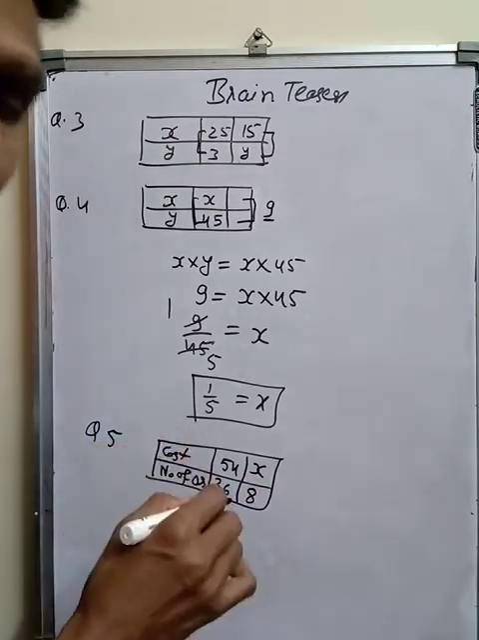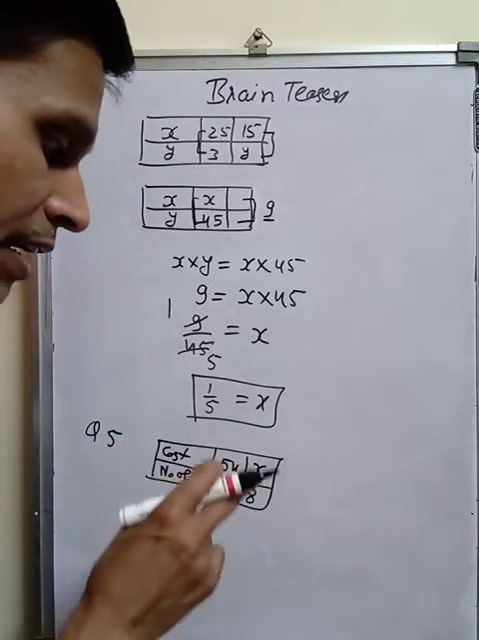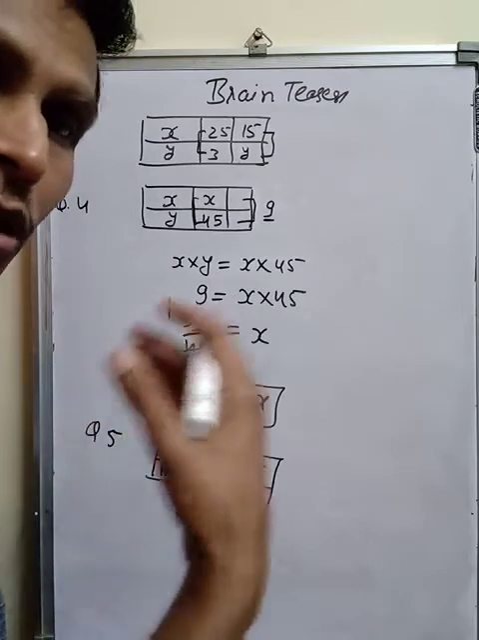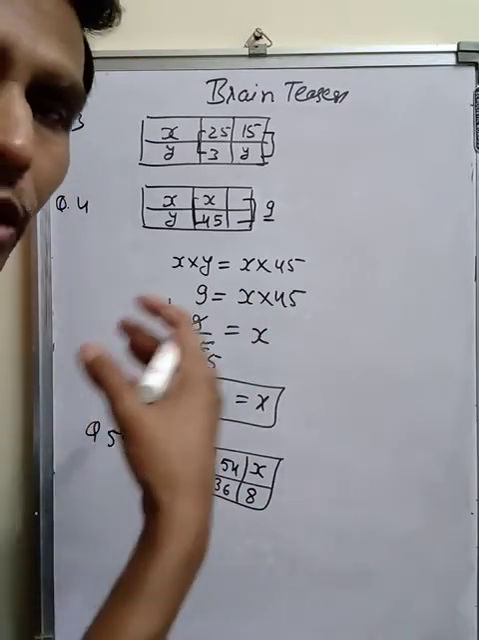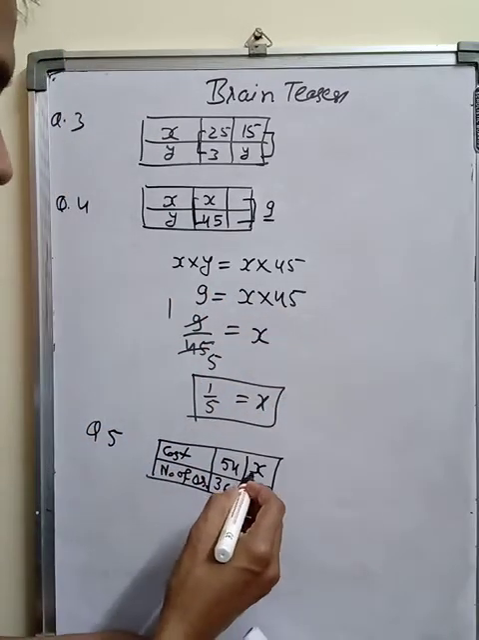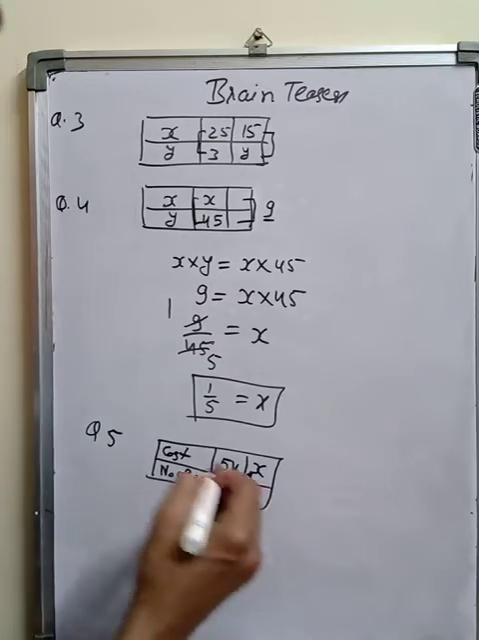So which variation is this? This is the direct variation, because for more number of oranges the cost will be more. So by cross multiplication you can find the value of this.